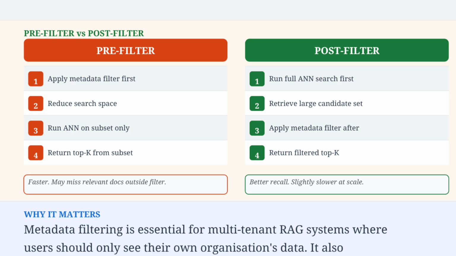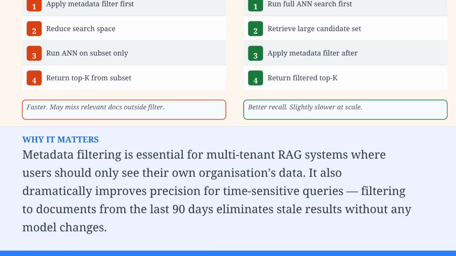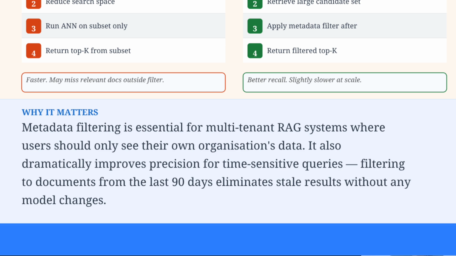So it is faster, but you might miss relevant documents if you filter too strictly. Post filtering means running the filter after the approximate nearest neighbor search. Then the filter results in better recall but is slightly slower in this case. And for multi-tenant systems, where different users should only see their own organization's data, metadata filtering is not optional. It is the only safe way to enforce data boundaries without building a separate index for every client.